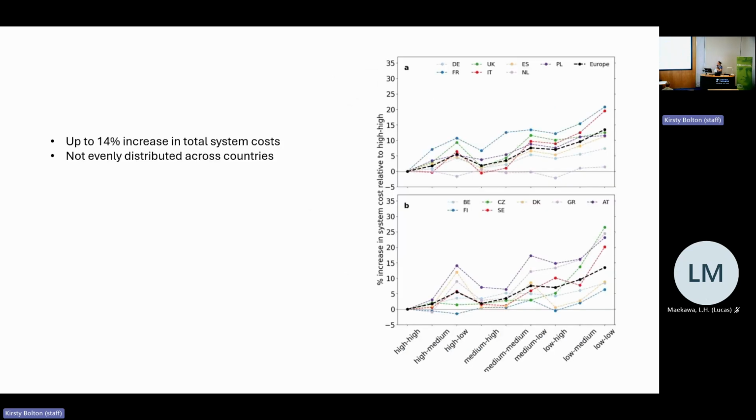So we can see here the black is the cost line for Europe. We see up to 14% higher system costs when we have low acceptance for onshore wind. But it's quite different depending on the countries. Some countries see a lot higher cost increases than others do, so that's not equally distributed across the countries.